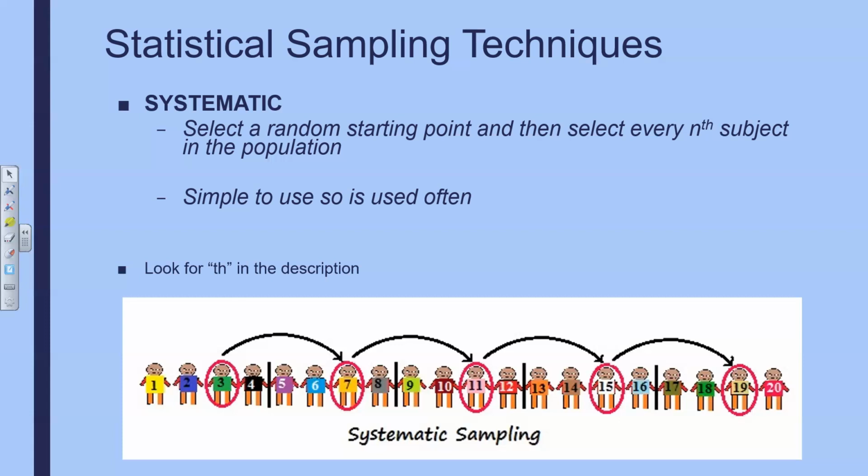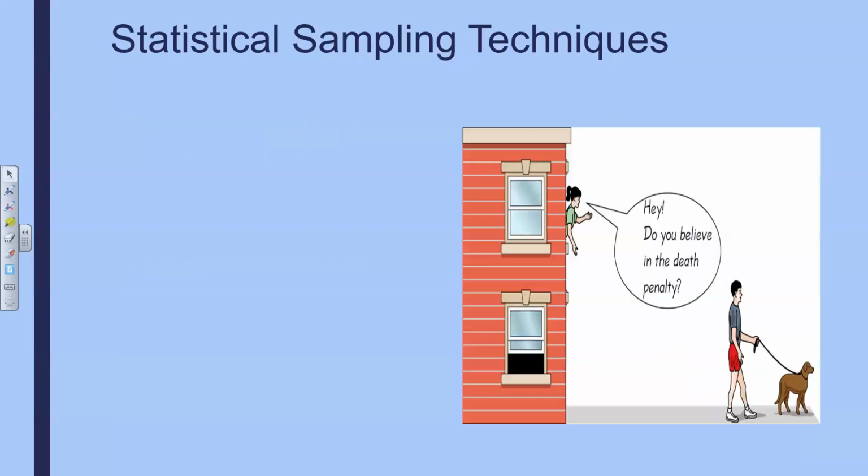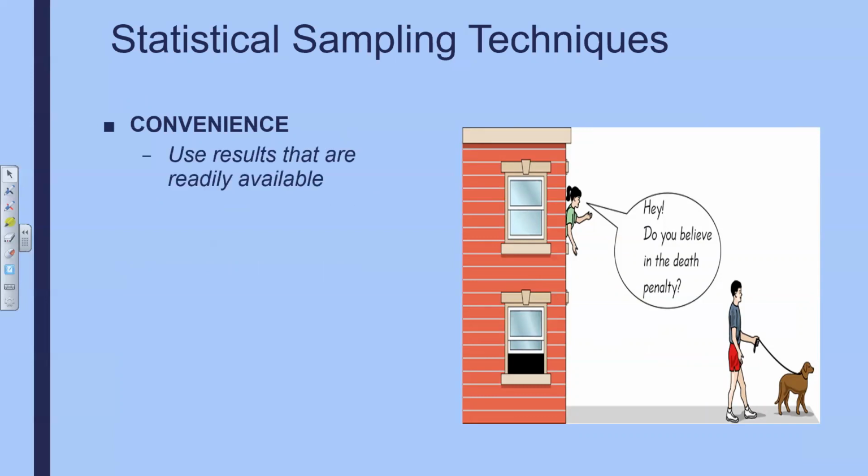The third one is convenience. Convenience, you use results that are readily available, that you have easy access to. For example, I have access to all of your records within the school because you're my student.